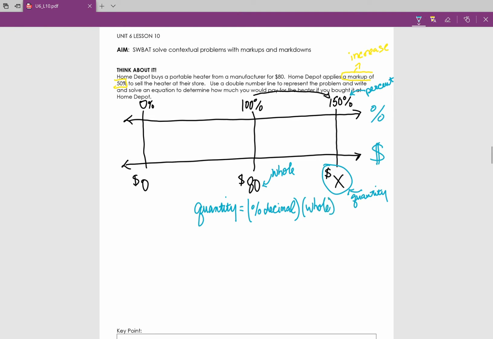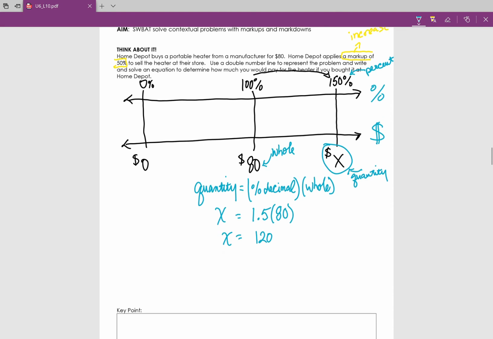Here we go. We have X is going to be equal to 1.5 times 80, and then what that boils down to is 120. So we would pay $120 for this heater if we got it from Home Depot. Great. So this is really what the key point is all about.